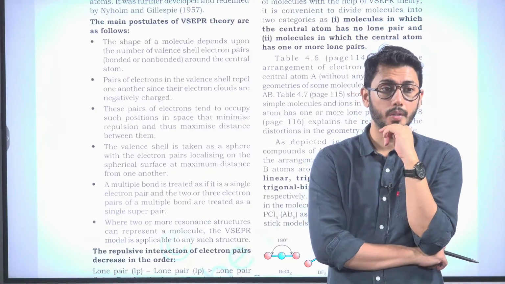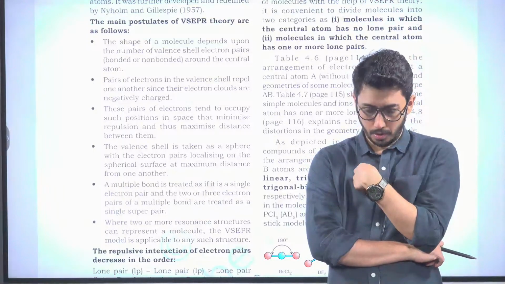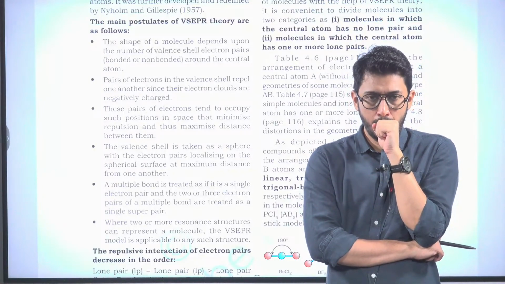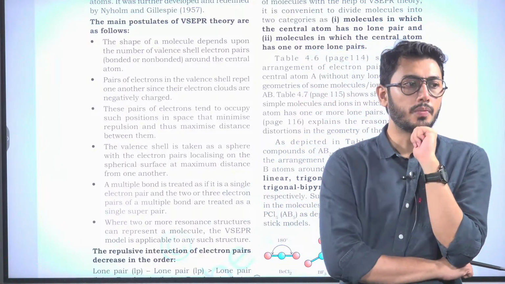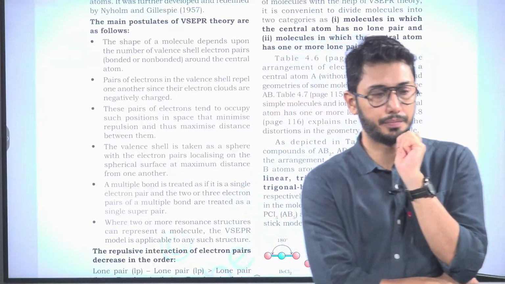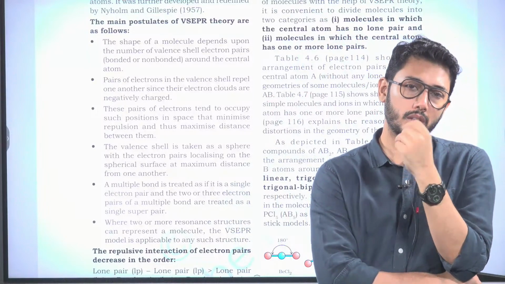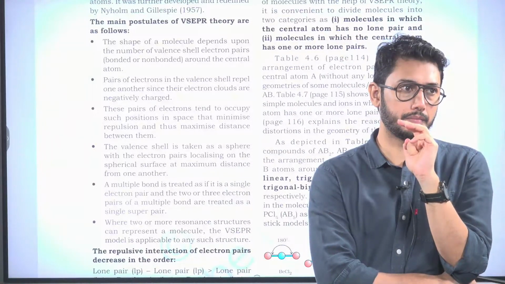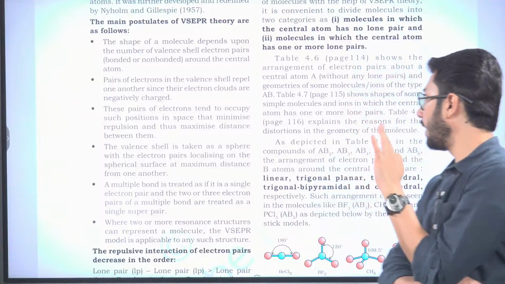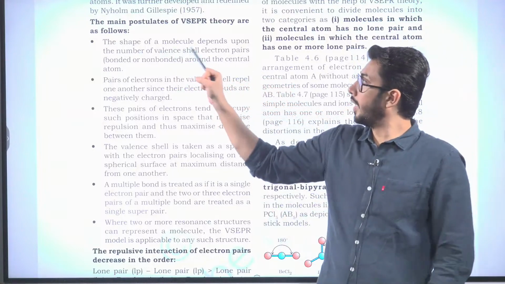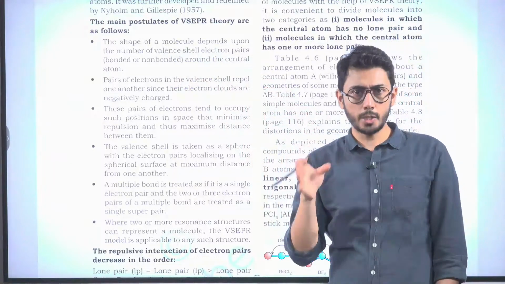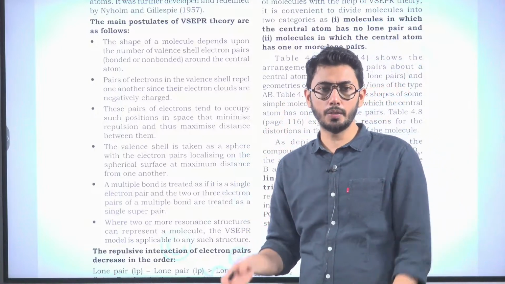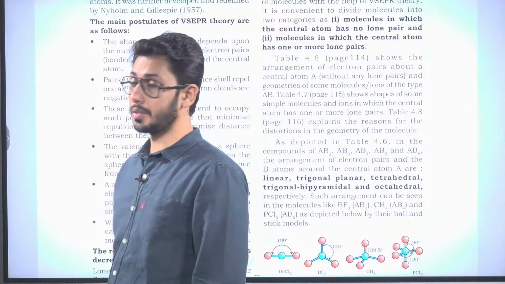Okay? Now, go through the first point of VSEPR model. What is given? The shape of the molecule is decided by which factor? Yes, they are basically depending upon number of valence shell electron pairs. Which pairs? Some are bonded pairs, some are non-bonded. What is the meaning of non-bonded electron pairs around central atom?